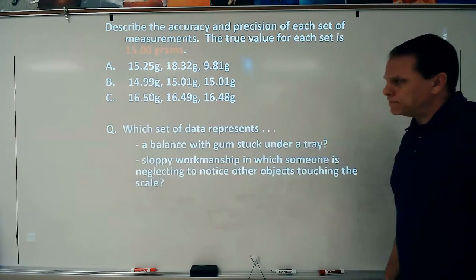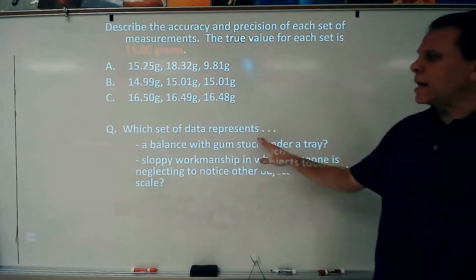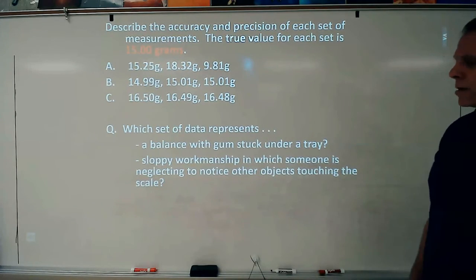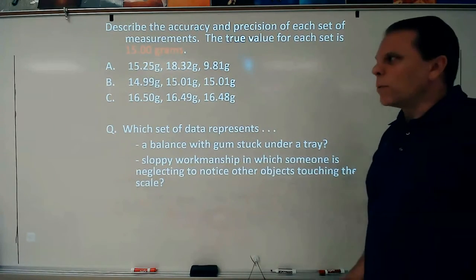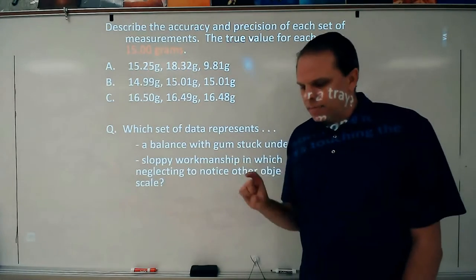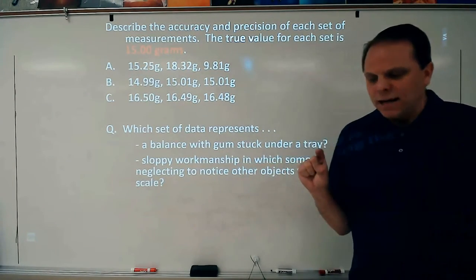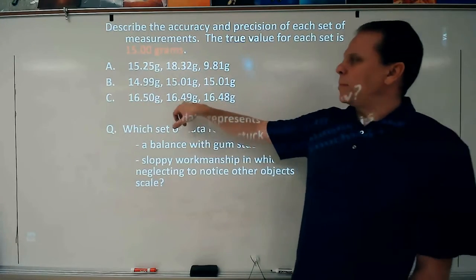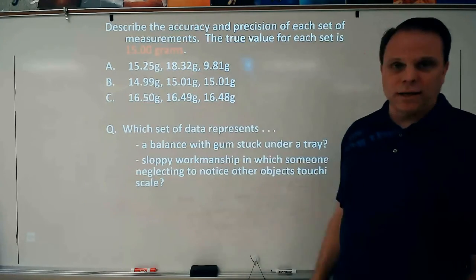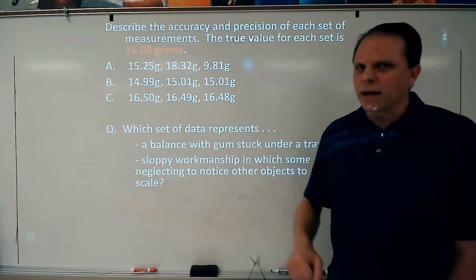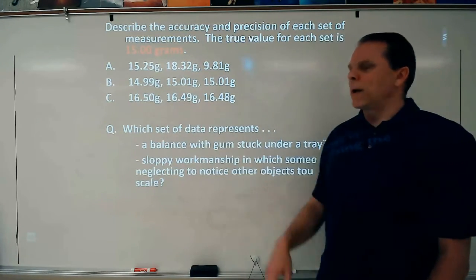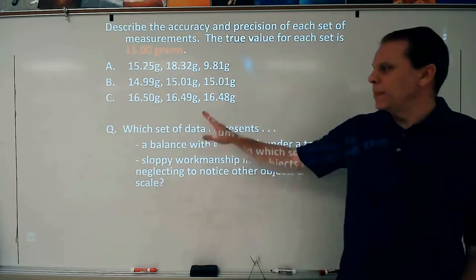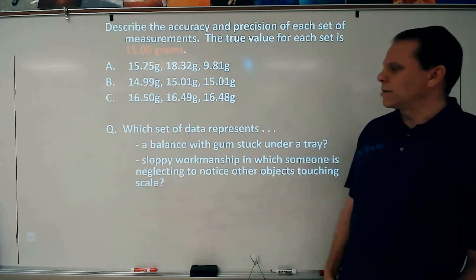Now let's look at this one. Which set of data is going to represent balance with gum stuck under a tray? What would gum do? It's sticking there and it's probably got the balance just stuck at a certain amount every time. It's probably going to be messing it up pretty consistently, okay? And so I'm a really good measurer, but the gum is making it a little bit inaccurate every time. So this would be the balance with gum stuck under a tray.